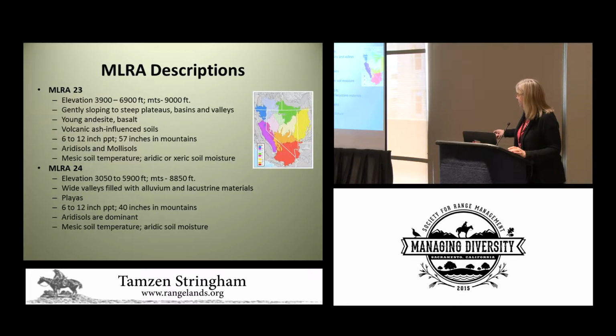Aridisols are dominant, so okay, that goes back to moisture. You gotta have grass to create mollisols. That's just all there is to it. And a mesic soil temperature and an aridic soil moisture. So I'm already starting to see differences. Which one's more resilient? On average. This is the classroom now. Okay? 23. Okay?